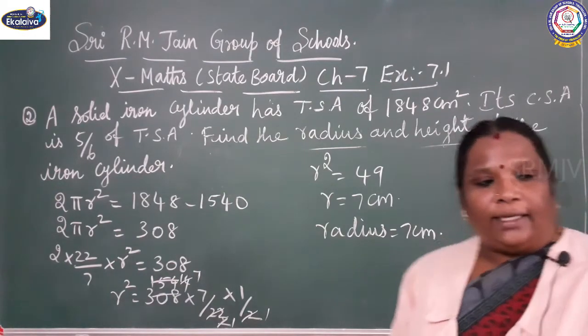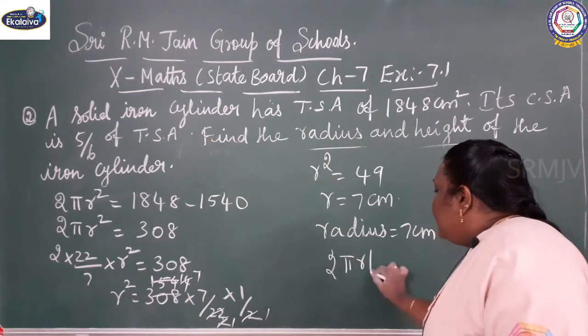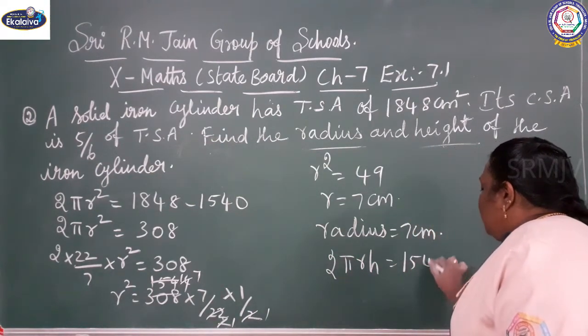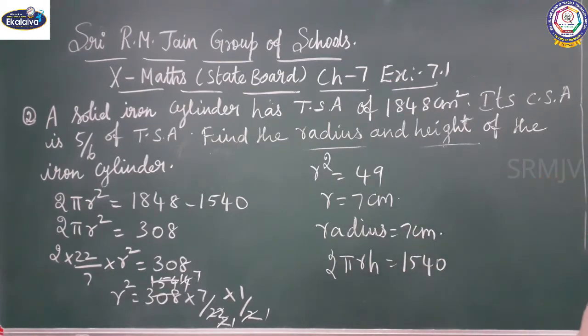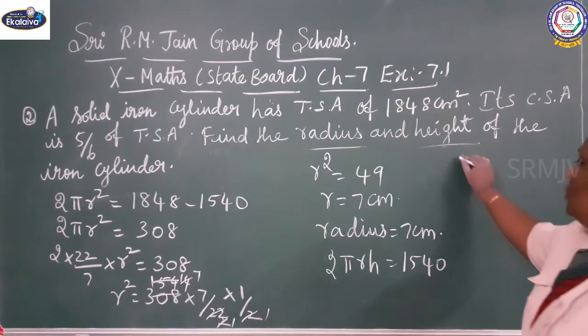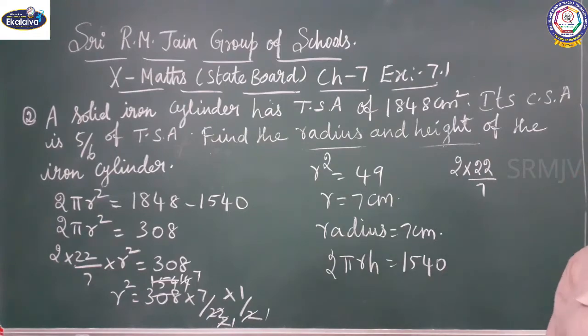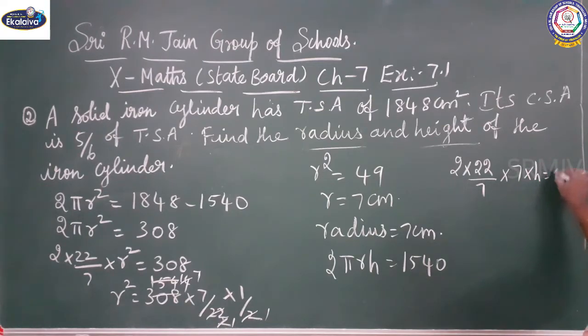We have already seen, 2 pi r h equal to 1540. You know very well the radius value. Then we move on to find the value of height. So 2 into 22 by 7 into the radius value 7 into h equal to 1540. 7 and 7 get cancelled.